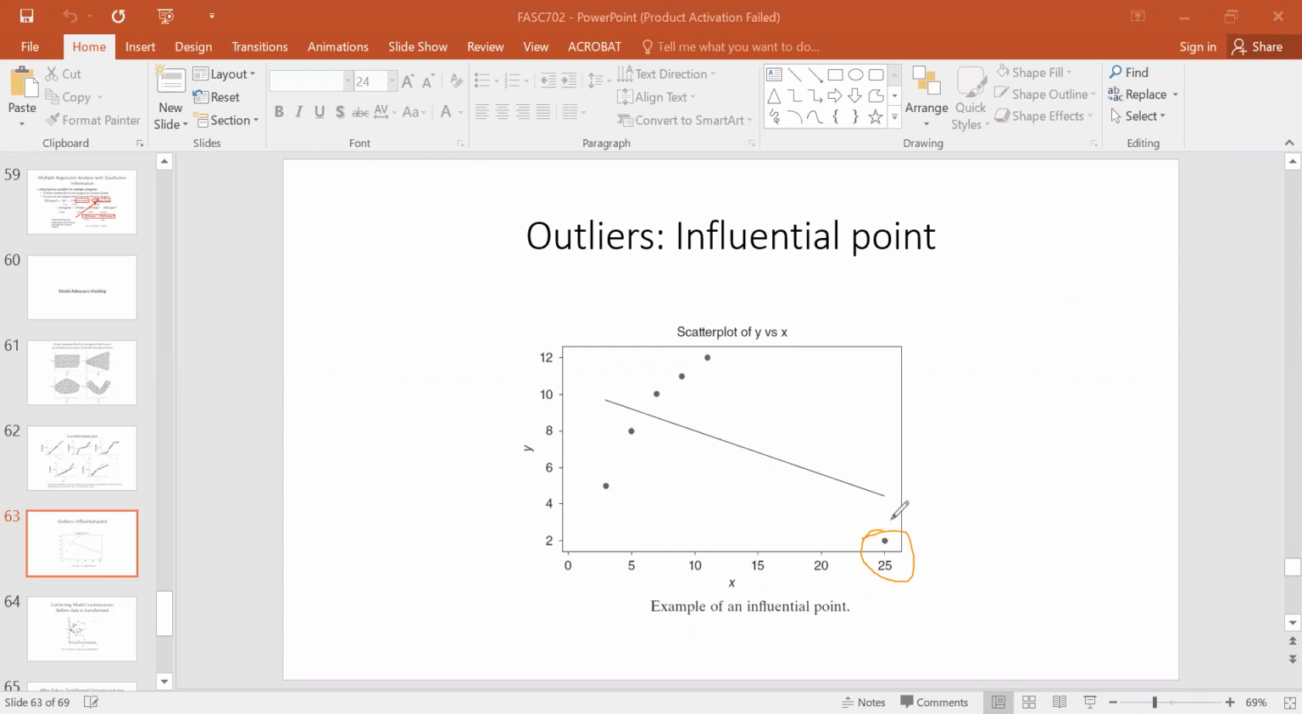Now, forget about this outlier. If this does not exist, then you will see that the line should have been positively sloped. The line of best fit through all the points would have been positively sloped. That means your beta would have been positive. But because of only one influential point, an outlier here, outliers are influential, so they drag the line of best fit towards them. So this outlier has dragged the line towards it, causing us to have a negative slope.